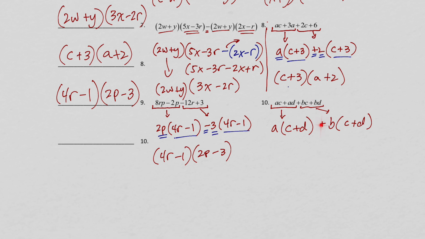But now I have two terms separated by this. This and this are common factors in those, and I pull those out. And then I'm left with this plus this.